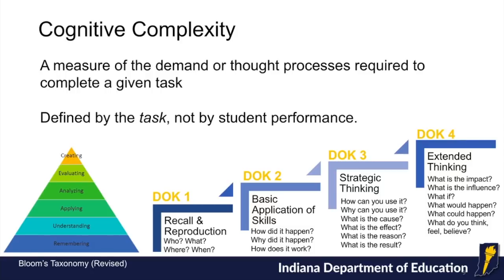Webb's depth of knowledge, or DOK, is another system that measures cognitive complexity. Tasks that only require recall or reproduction of information are low rigor, while those requiring strategic thinking are high rigor. DOK is the cognitive complexity measurement used for ILEARN assessments. Notice that cognitive complexity is always defined by the task that has been given. Whether a student finds the task to be easy or hard, the cognitive processes required to complete the task do not change.